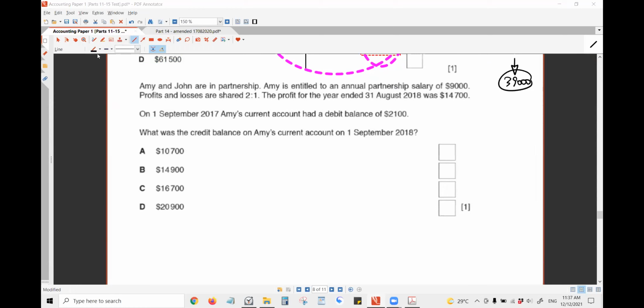Okay, next question, Amy and John. This is the same kind of question as the one just now. They ask you for the credit balance. You have to balance the current account of Amy. They ask you what is the figure. What is the figure? Okay, everybody.